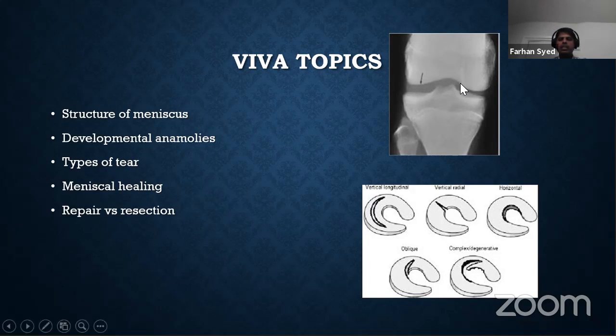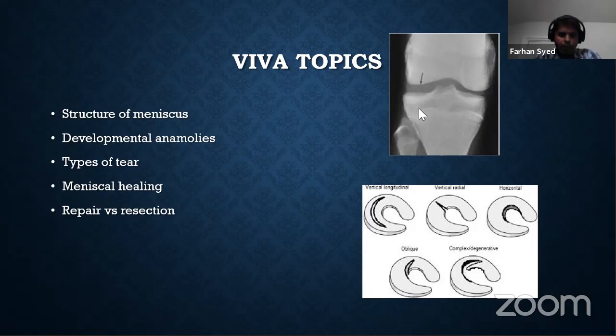The radiograph here shows a plain AP radiograph of the knee with a discoid meniscus, and the X-ray changes you see in a discoid meniscus. These X-ray changes include the lateral tibial plateau being more concave, squaring of the lateral femoral condyle, and increased joint space, followed by the lateral tibial spine being hypoplastic. So these are the 4 changes that you see in the presence of a discoid meniscus.